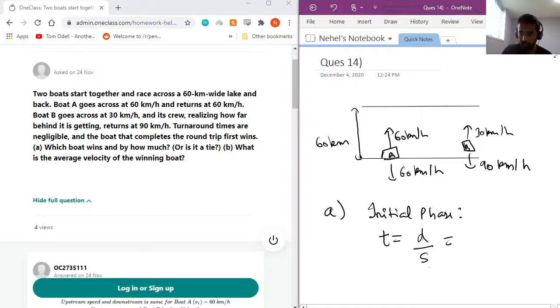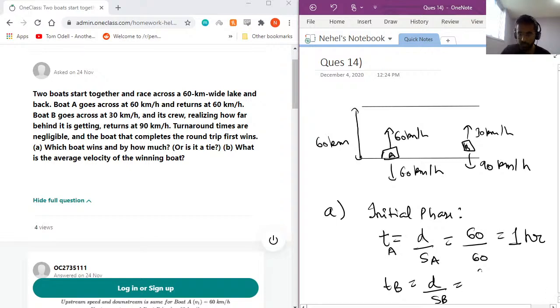So for boat A, if we call it tA, it is equal to distance over speed of A. And we know that the distance was 60 and the speed was 60. So we got there in 1 hour. Similarly, the initial phase for boat B, the distance was the same, but the speed was different. So 60 over 30 is equal to 2 hours.